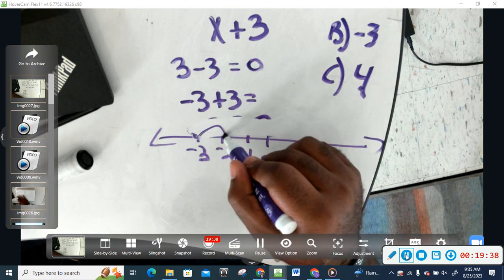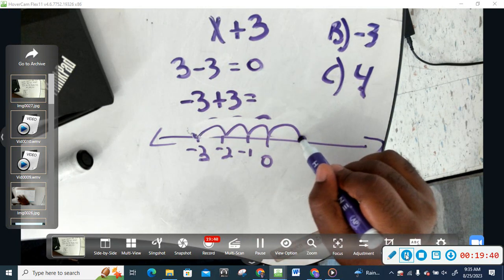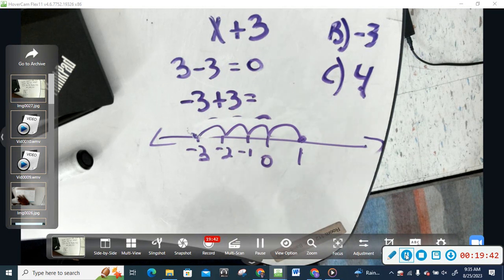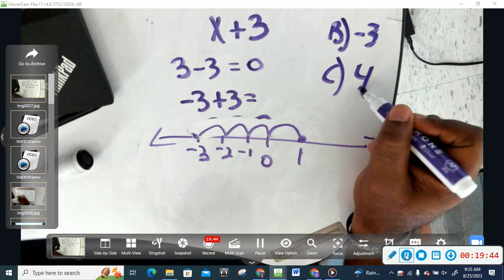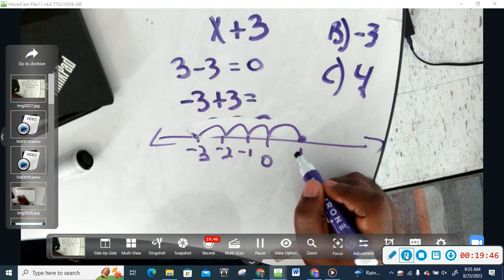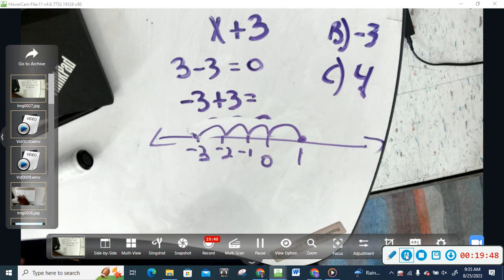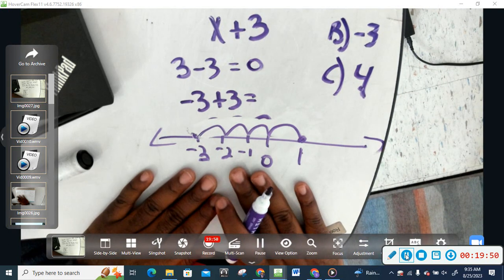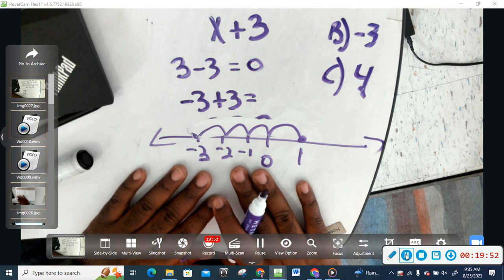I'll end up going 1, 2, 3, 4, which will put me at 1. So negative 3 plus 4 is 1. Okay? Negative 3 plus 4 is 1. So that's why if you need this number line, do it. If you need to do a number line, do it.